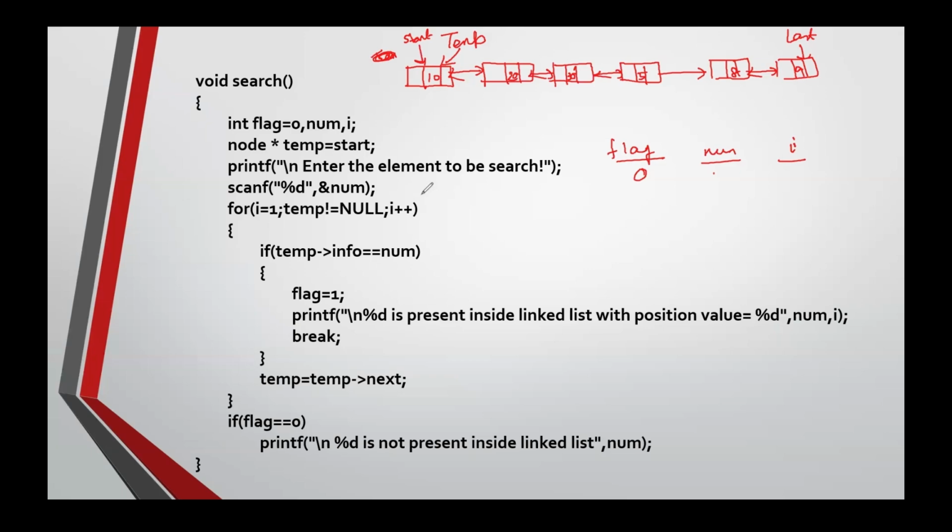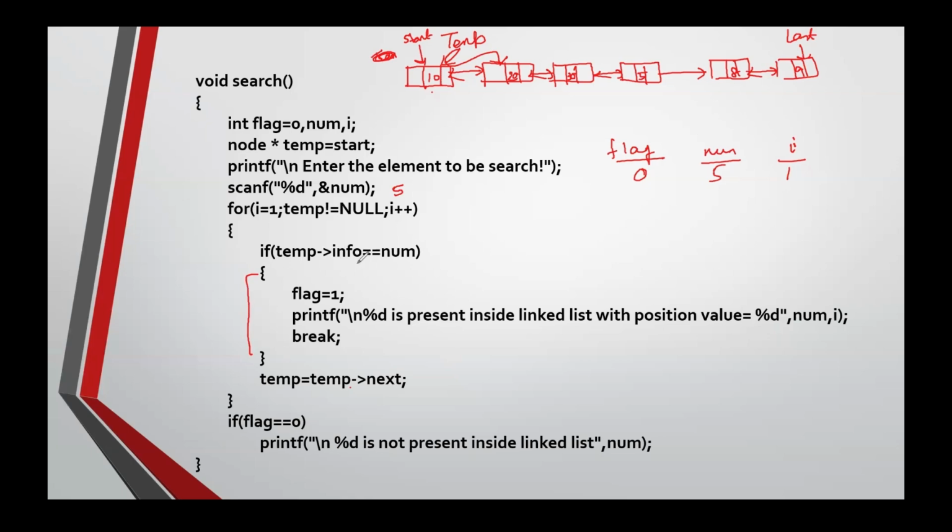For example, I enter the value 5. Then for i equal to 1, temp not equal to null. Yes, it is true. Right now temp is at this value, so it is not null. If temp info equal to num, what is temp info? 10 is equal to 5, no. So this block is not going to execute. Temp equal to temp next. Now what happened? Temp points to this next node. Then temp is not equal to null, yes, because temp is pointing to some value.